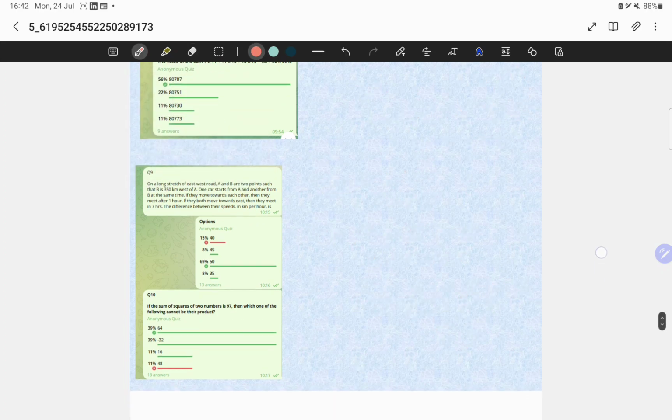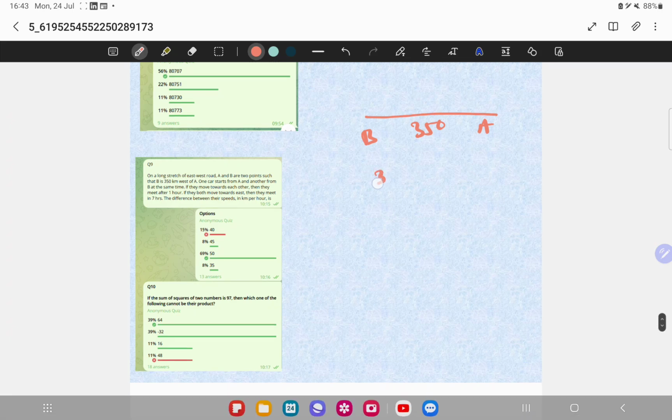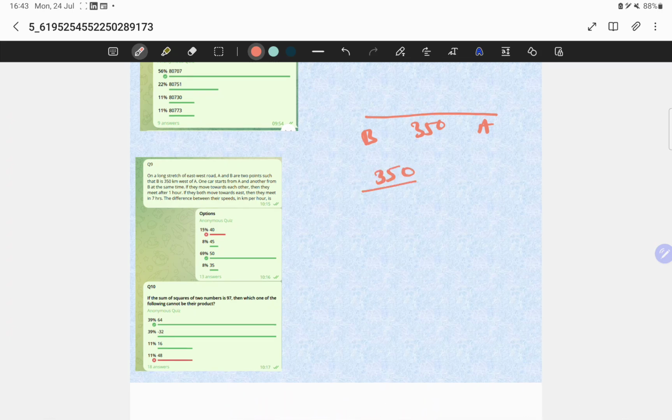Next question. On a long stretch of east-west road, this is the road, A and B are two points such that B is 350 km to the west of A. So A is this, 350. One car starts from A, another from B. If they move towards each other, then they meet after 1 hour. Moving towards each other means 350 is the total distance, and the relative speed will be the sum of both the speeds. They will take 1 hour. And if they move in the same direction, it takes 7 hours.